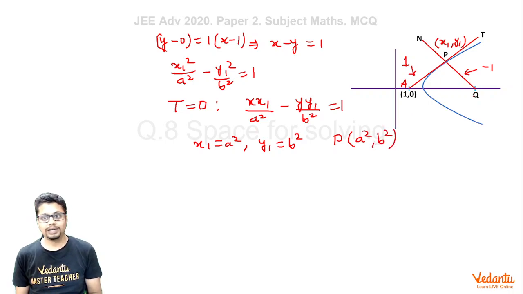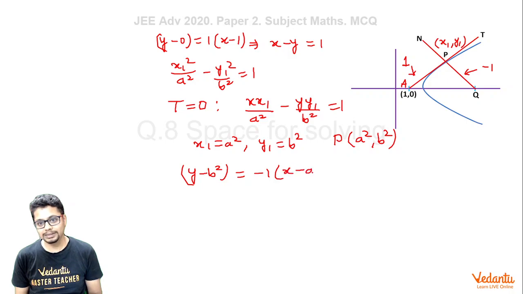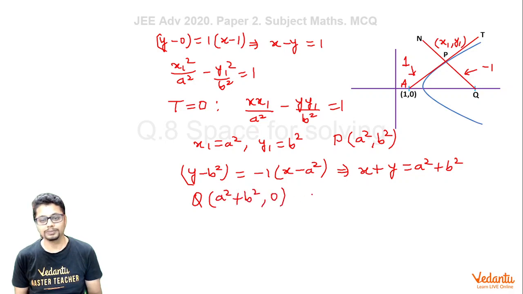Now let's try to find point Q. PQ is basically the normal at point P. I know its slope and I know the point P, so I can get the equation of the normal, which becomes y minus B square is equal to minus 1 times x minus A square. So this becomes x plus y is equal to A square plus B square. To get the point Q, which lies on the x-axis, you need to put y to be 0. So point Q becomes (A square plus B square, 0).